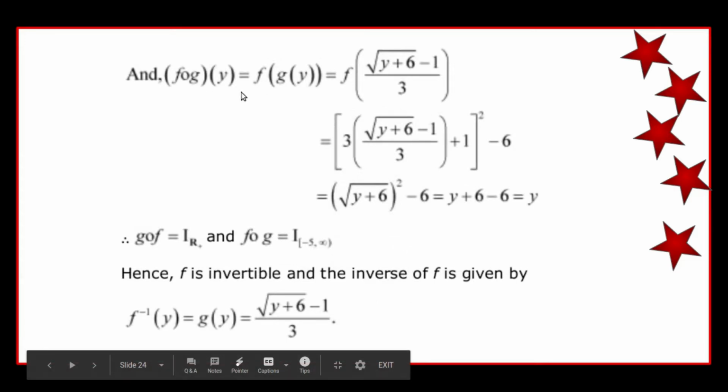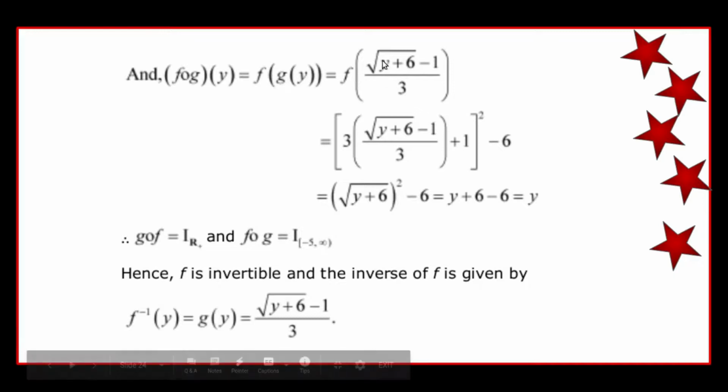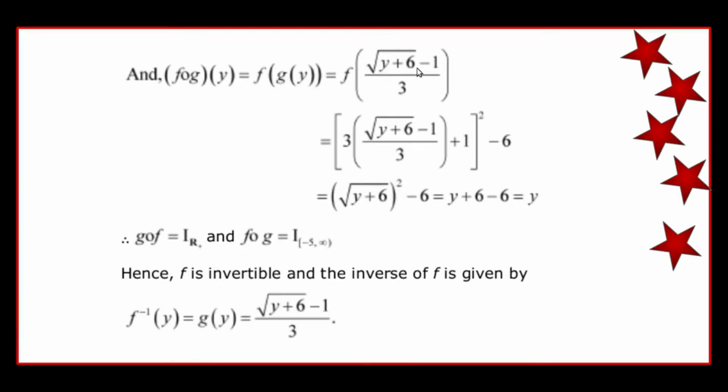Now f composite g of y is f of g of y, that is f of root of y plus 6 minus 1 by 3. Now 3 into x plus 1 whole square minus 6. Here we can cancel this 3, minus 1 plus 1 is 0, root of y plus 6 whole square minus 6, that is y plus 6 minus 6, y.